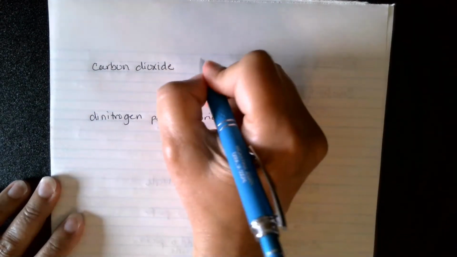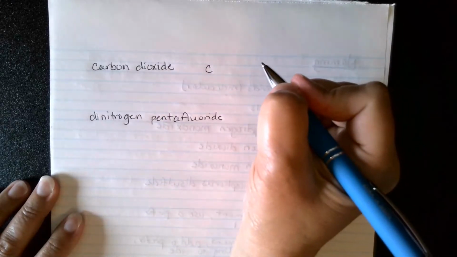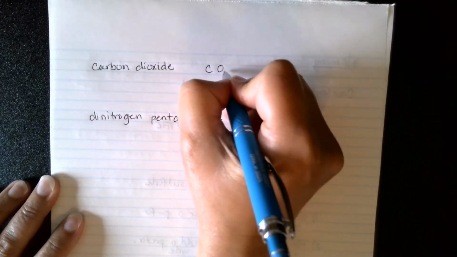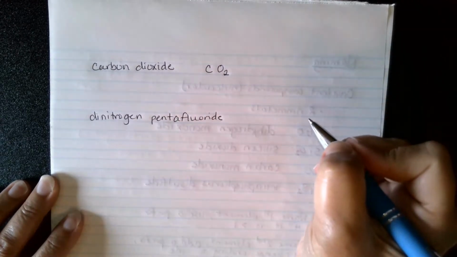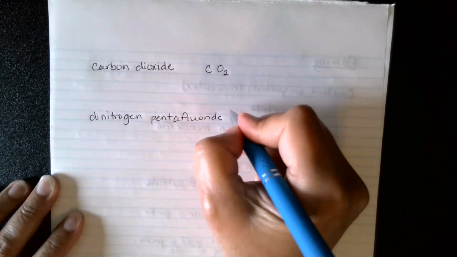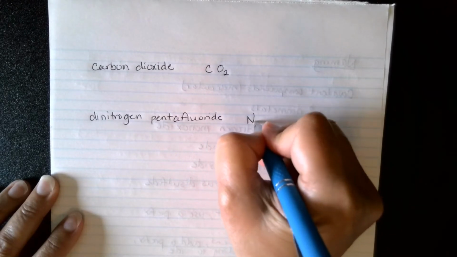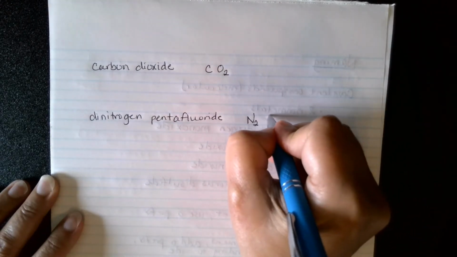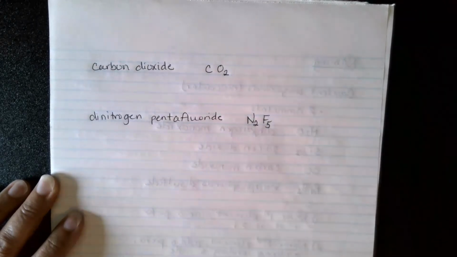If they gave me carbon dioxide, I put the symbol for carbon, and then oxygen is O, and there's 2 of them, so CO2. The next one, I have dinitrogen, that means 2 nitrogens. Pentafluoride would be 5 fluorines. So covalent ones are pretty easy. All we have to do is remember our prefixes.